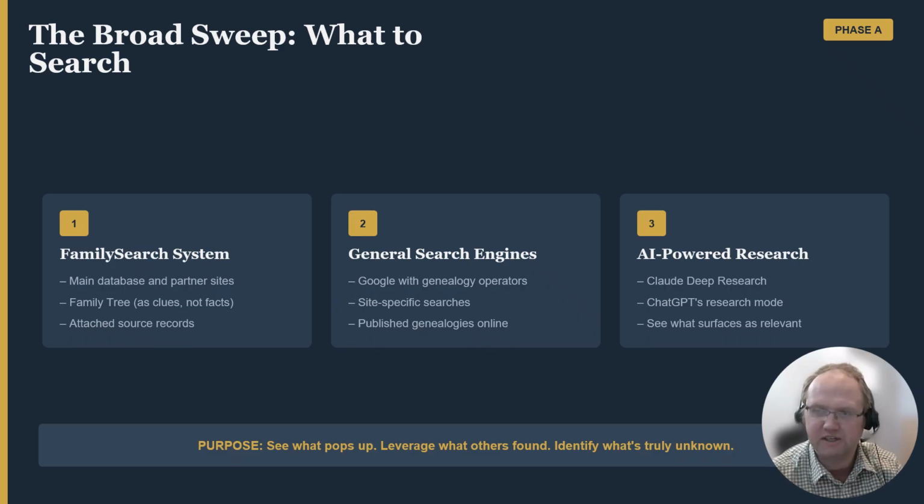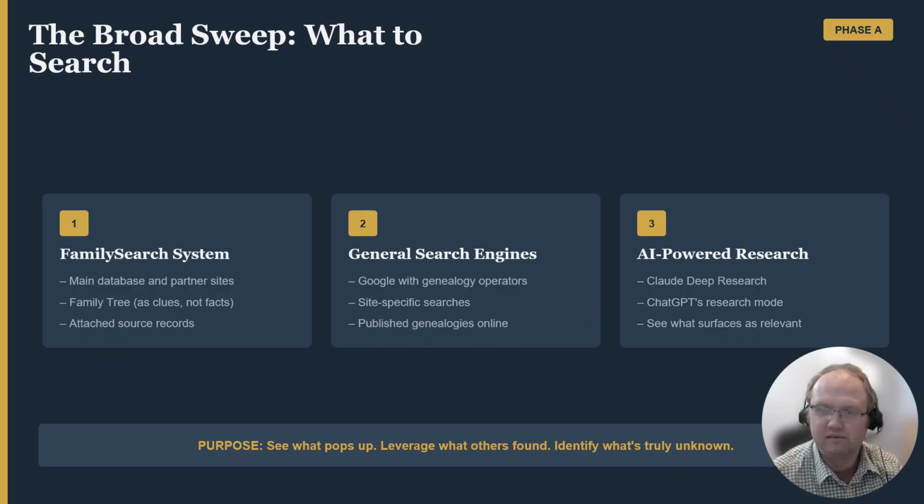which is the second part, general searches. Googling with genealogy operators, you'd be surprised. Sometimes you'll find obituaries, newspapers, published genealogies, blog posts from cousins, and other parties who have done substantial work. It's also a great tool for networking. If you find those cousins, they might have a lot of information and original documentation that could save you a lot of time.